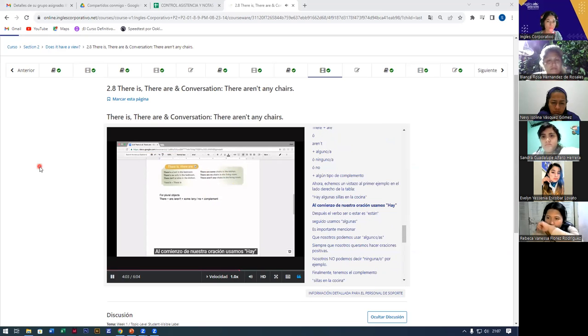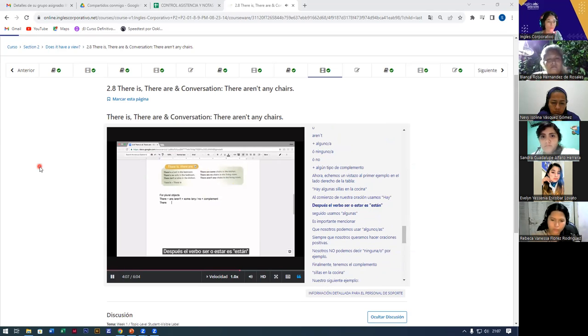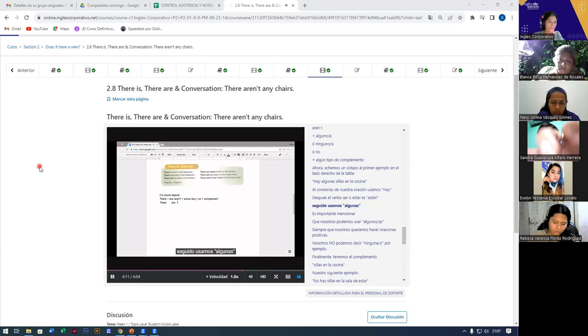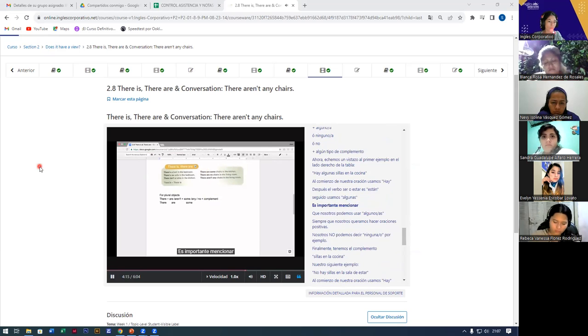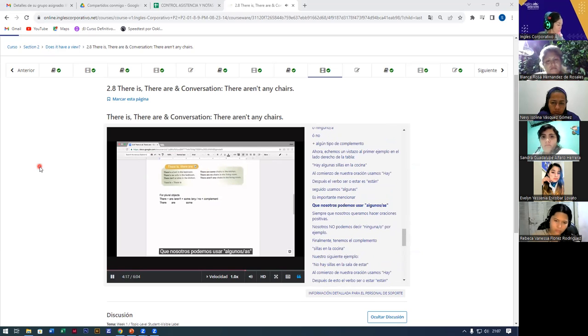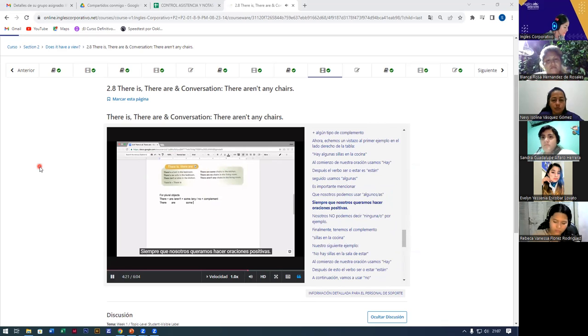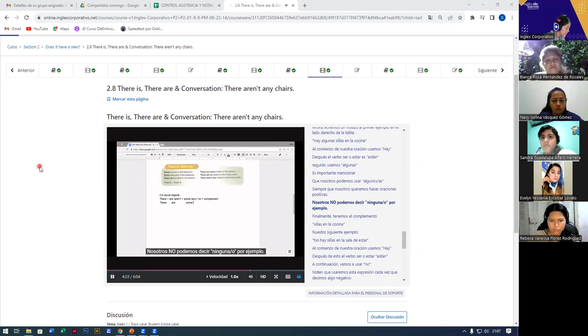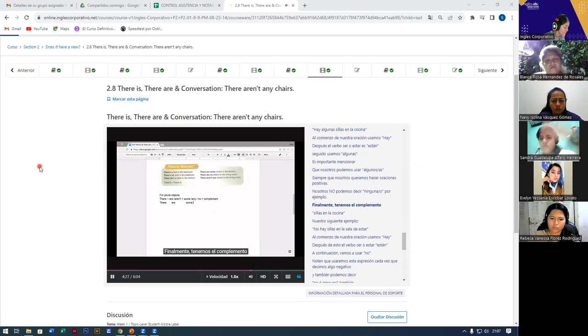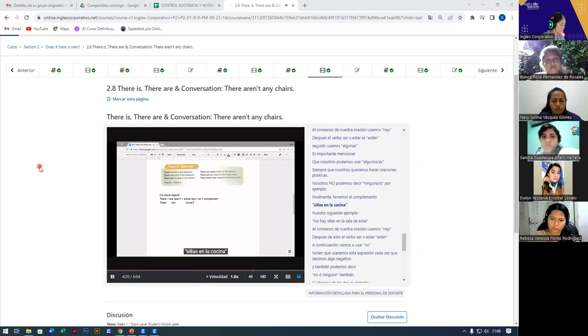At the beginning of our sentence, we use there. After that, the verb to be, are. Next, we use some. It's important to mention that we will use some whenever we're making positive statements. We can't say any, for example. Finally, we have the complement, chairs, in the kitchen.